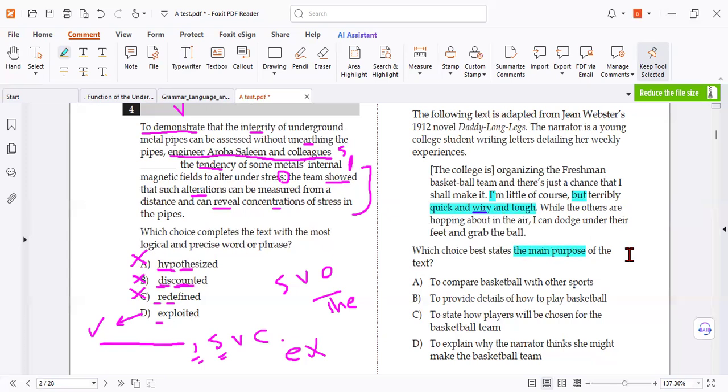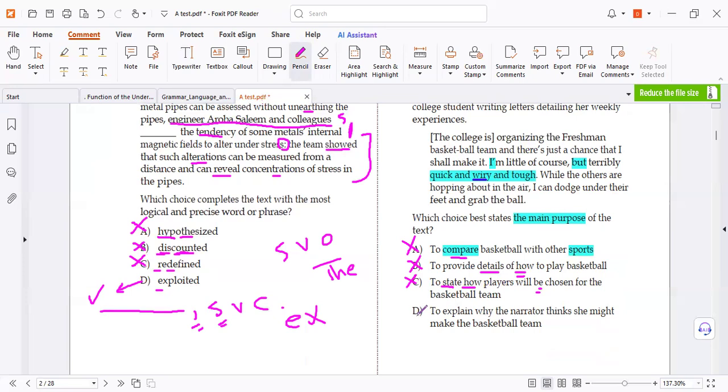Now we test it for the main purpose. So the word does not affect the answer, I mean. So what will the text talk about? Do we have comparisons to compare basketball with other sports? Are we talking about other sports or only basketball? So only basketball. Now you must know how the test maker makes answers. We give you a comparison in the answer. It's not in the text. To provide detailed information about how to play. Do we have instructions here? Steps how to play? To state how players will be chosen? No. To give the process of how they are chosen? No.